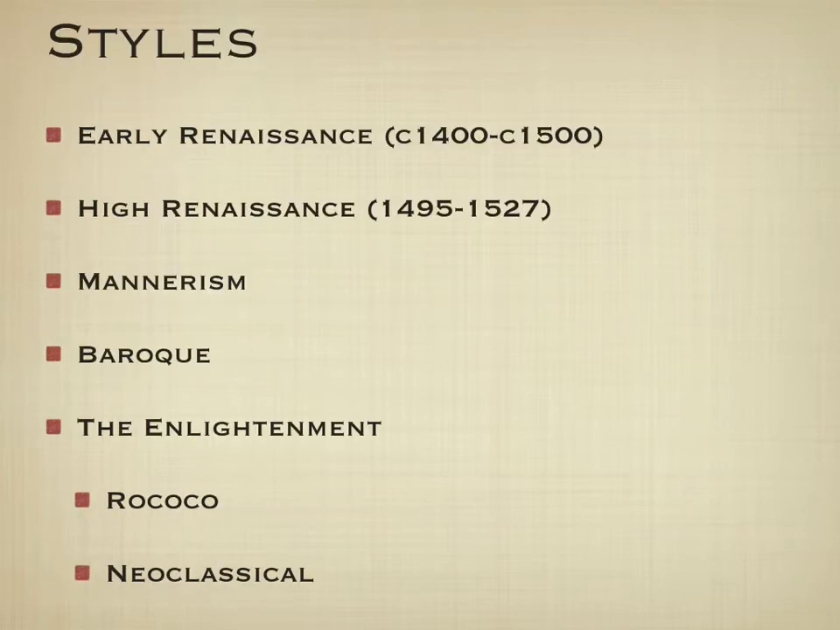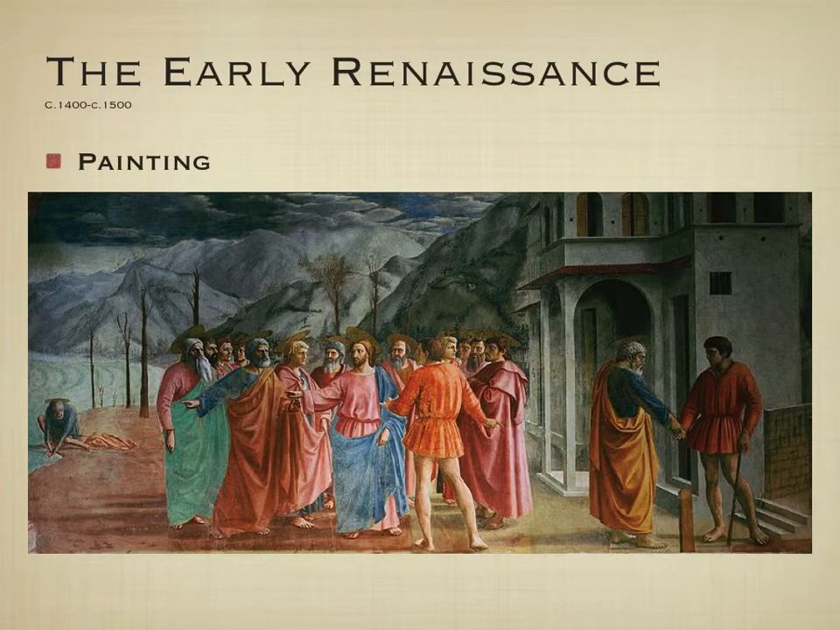All right, so for this lecture, these are the different artistic styles you'll need to know. The early Renaissance, High Renaissance, Mannerism, Baroque, and the Enlightenment. And within the Enlightenment, we'll look at two artistic styles, the Rococo and the Neoclassical. So let's start with the early Renaissance.